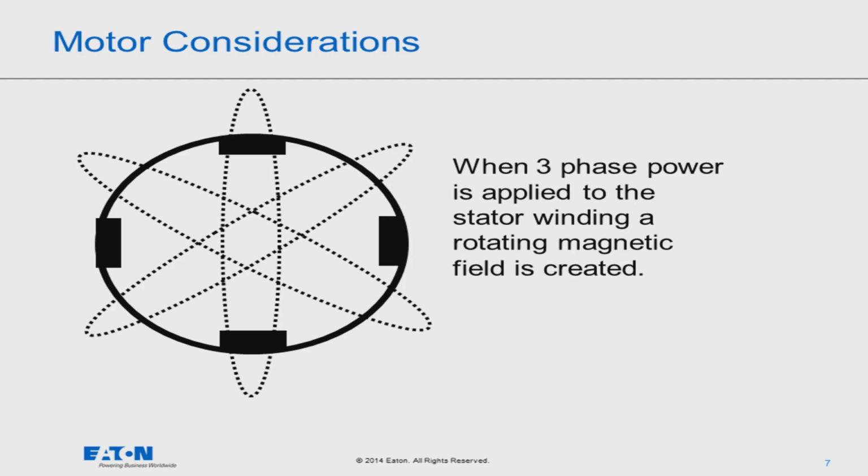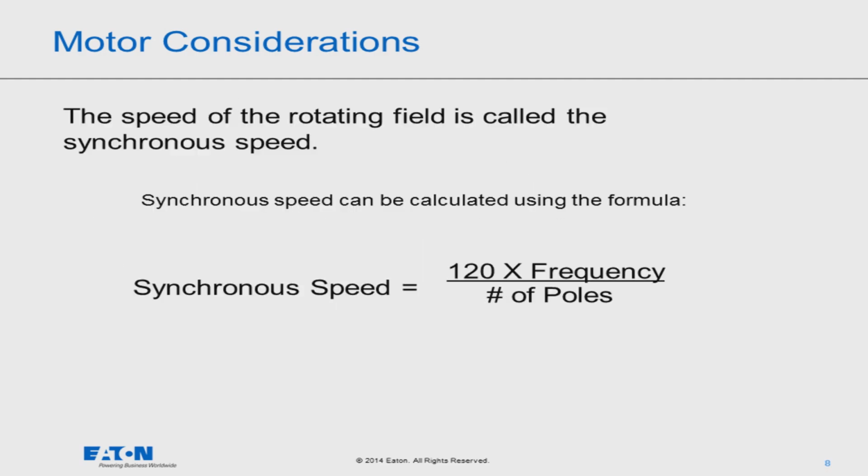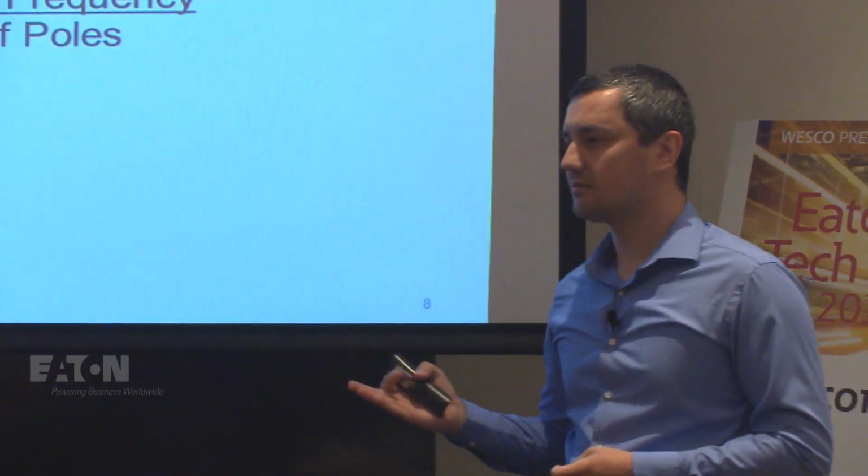Three-phase applied to the stator winding, a rotating magnetic field is created. Okay? The speed of the rotating field is called your synchronous speed, okay? And we have a formula to calculate that. It's pretty straightforward. It's 120 multiplied by your frequency and divided by the number of poles. Now, the frequency here in North America, we're using 60 Hertz, okay?